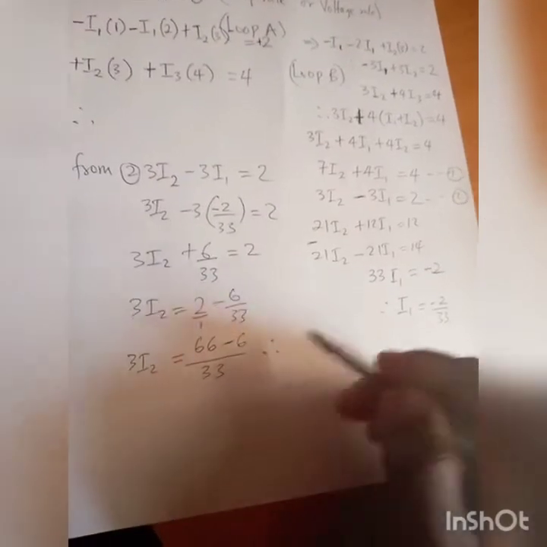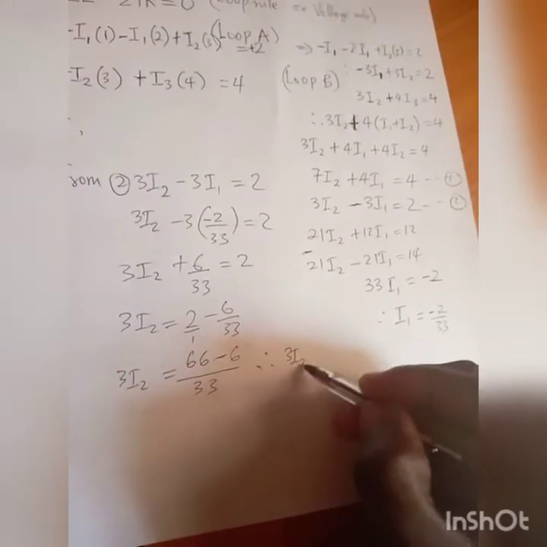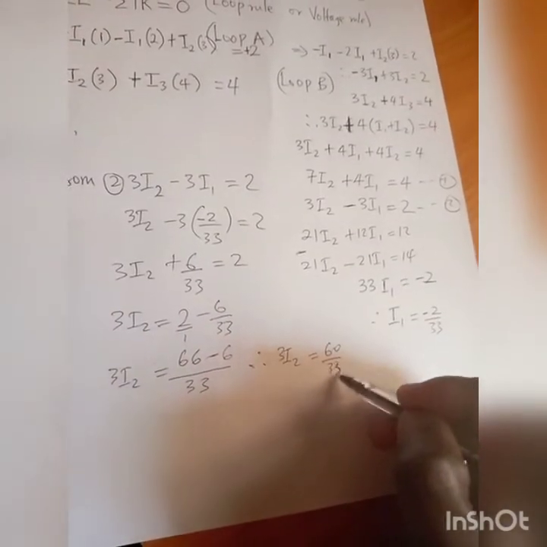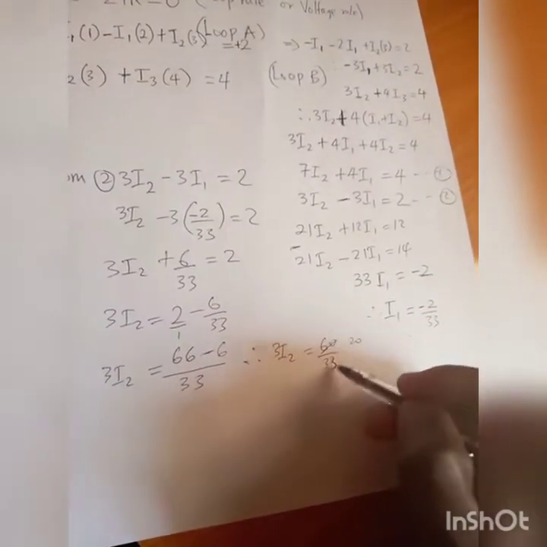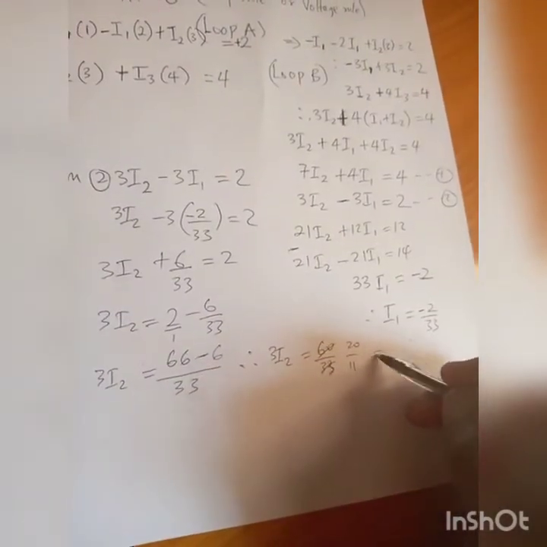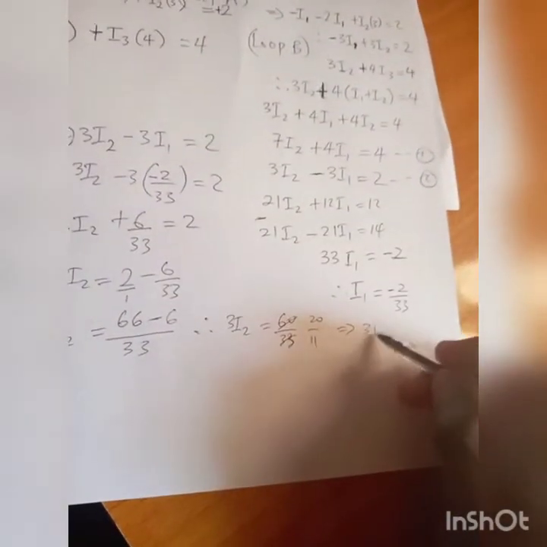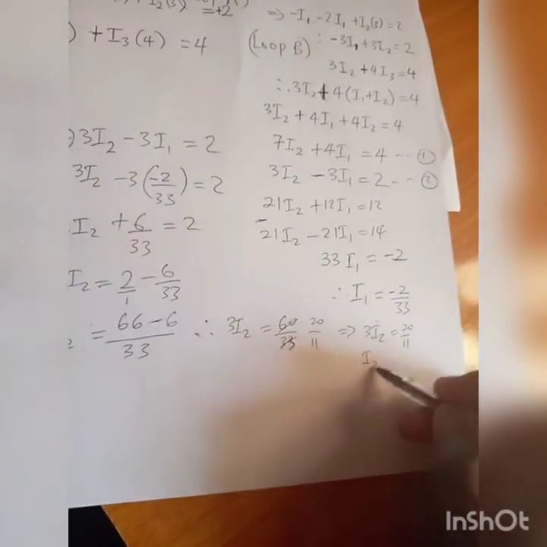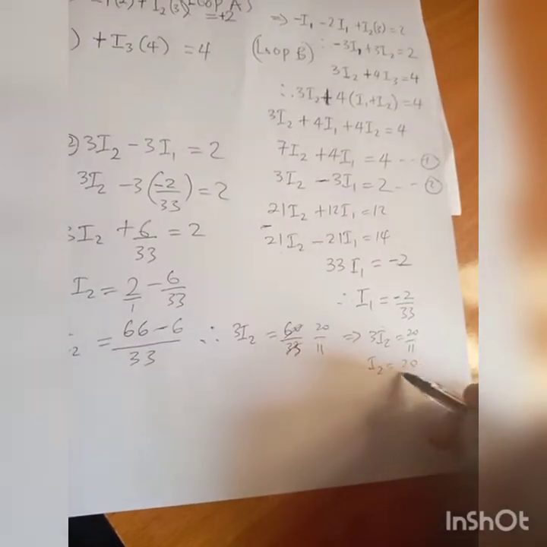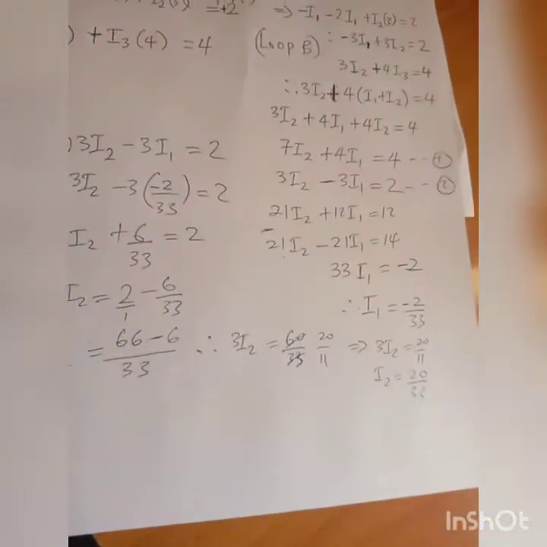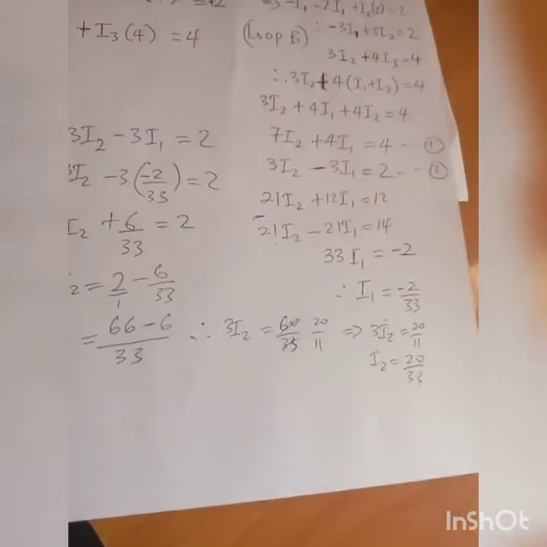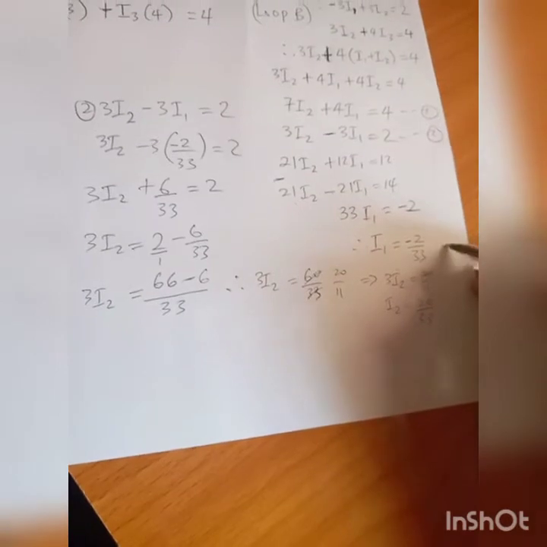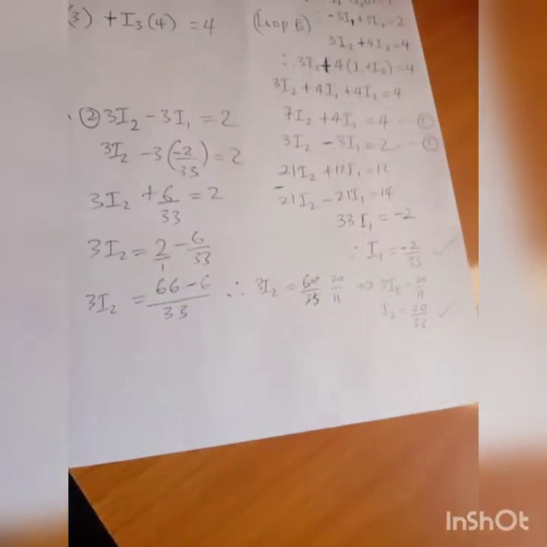3I2. Therefore, 3I2 is equal to 60 over 33. 3 here, 20, 3 here, 11. And is equals to 3I2 equal to 20 over 11. I2 equal to 20 over 33. Okay? Then we have gotten our I1 and our I2.